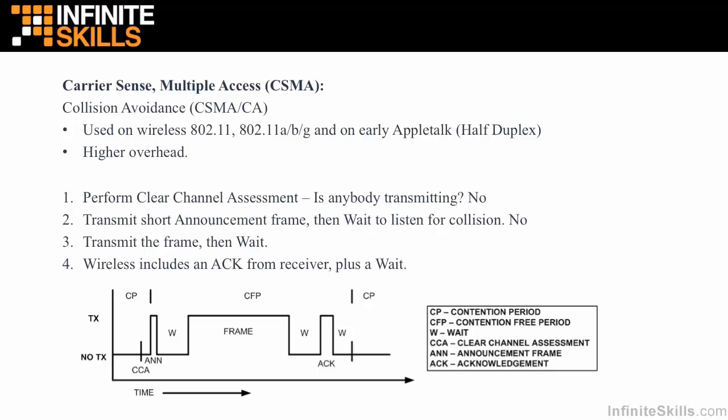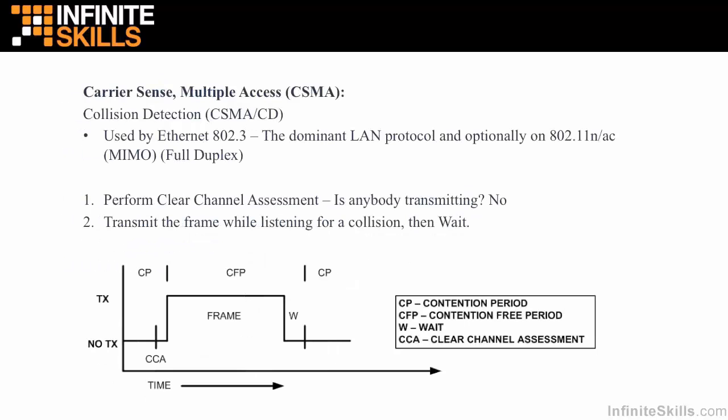So this is the nature of CSMA-CA, with the early announcement frame, a wait period, and then at the tail end of the frame, a wait period, a positive acknowledgement, and another wait period. Those announcements and wait periods and acknowledgments are all not productive time. I'm not actually sending any worthy data. This is all just overhead. So this isn't the most efficient technique. However, because we were operating in half duplex, this was the best we could accomplish to try and minimize the collisions. In contrast to CSMA-CA, we have CSMA-CD collision detection.